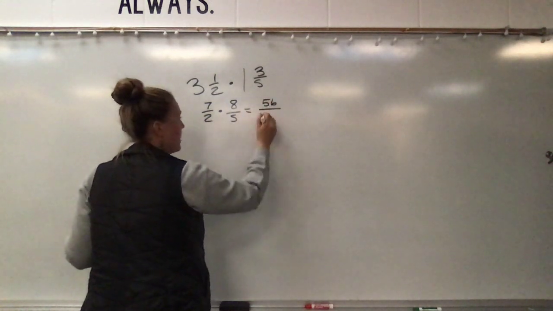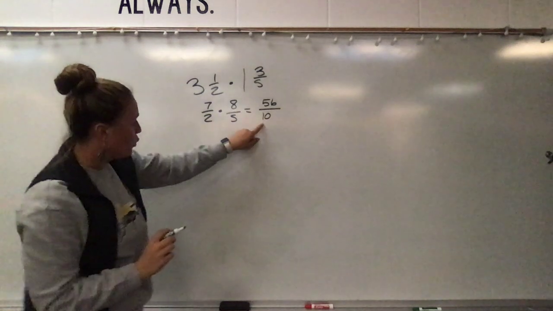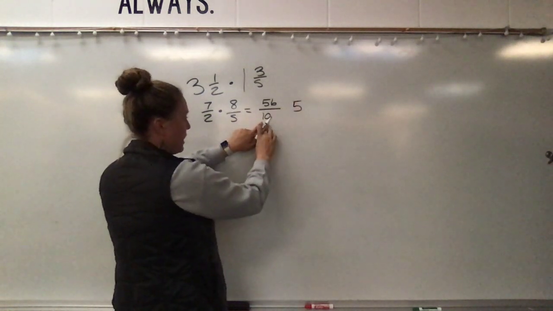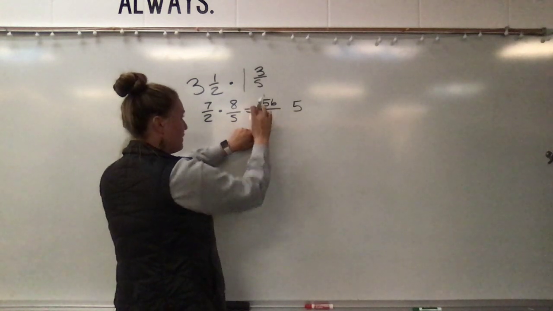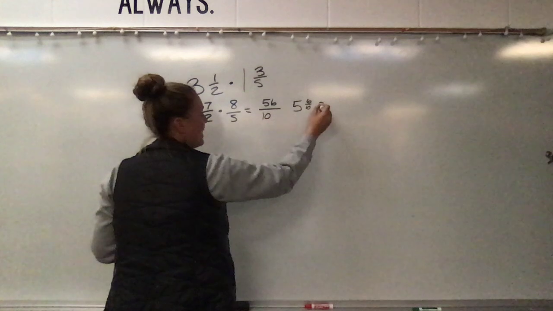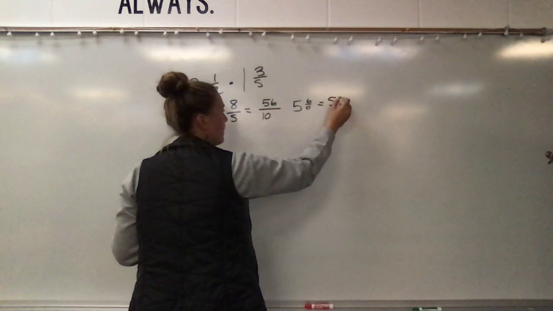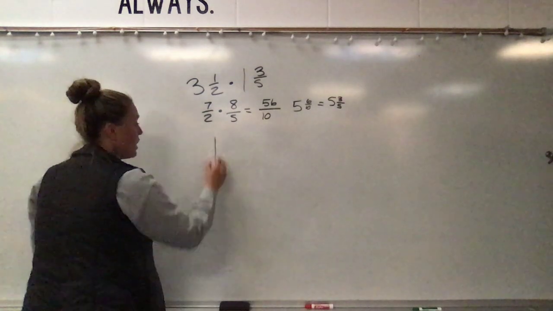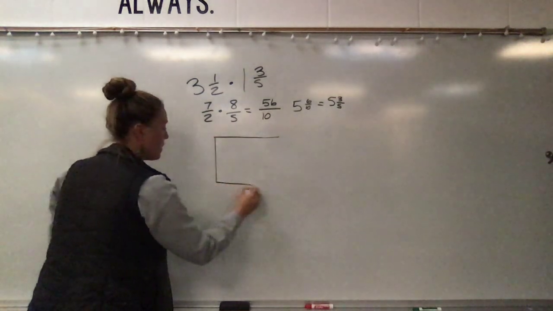Then we multiply across to get 56. 2 times 5 is 10. And then we can pull out 5 wholes because 10 goes into 55 times, and then we have 6/10 left over. That is equivalent to 5 3/5. We can now use our box method.